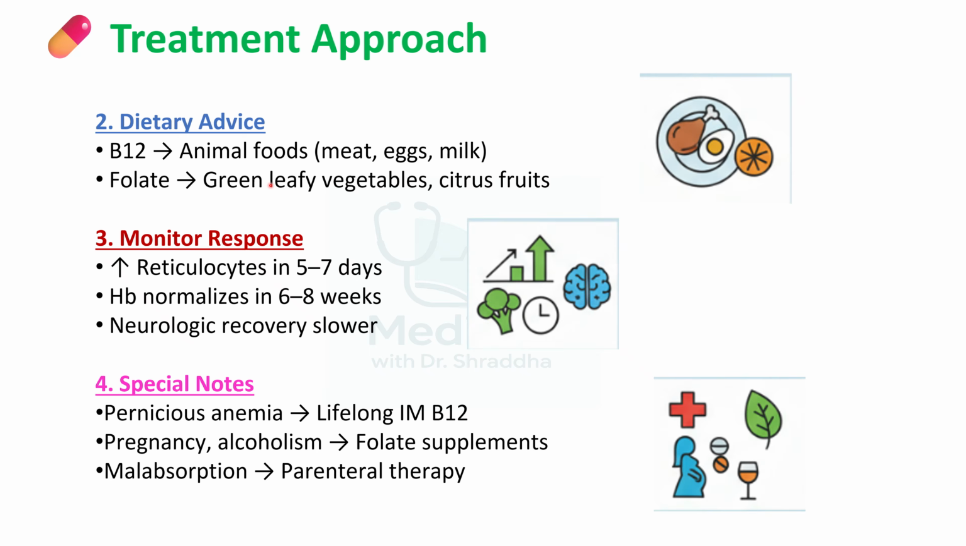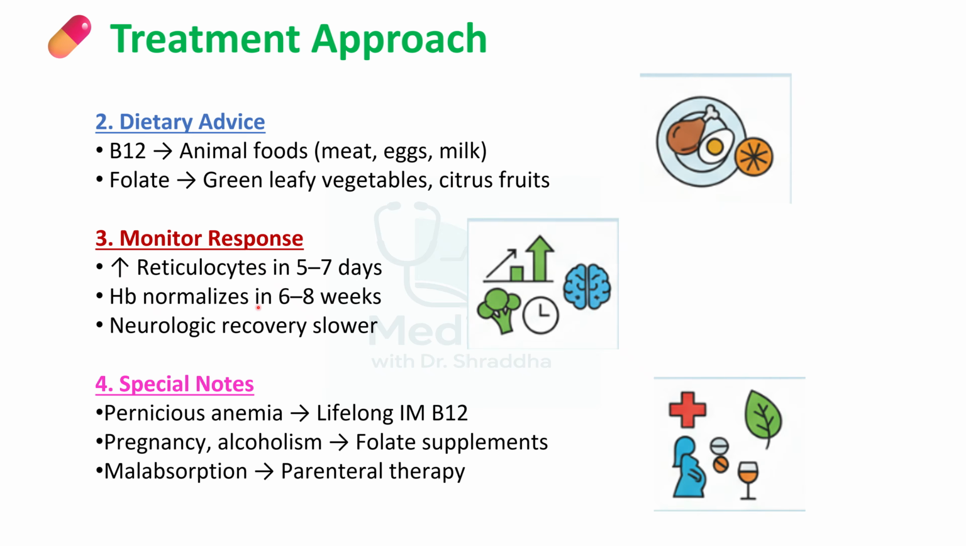Folate comes from green leafy vegetables and citrus fruits. Encourage patients to eat fresh fruits and veggies regularly. In short, B12 equals animals and folate equals plants. Monitor the response. After starting treatment, it's important to know what to expect. Reticulocyte count, that is immature red cells, starts rising in 5 to 7 days. This is a good early marker that treatment is working.